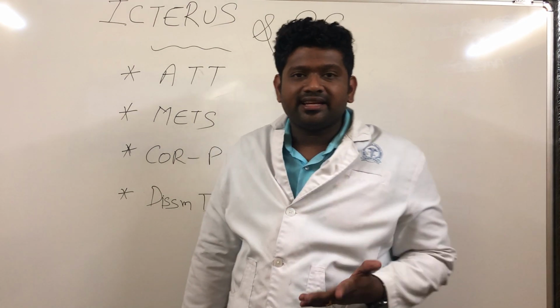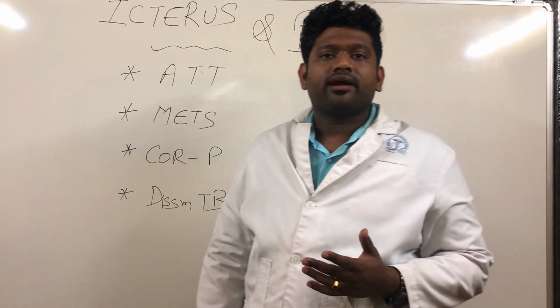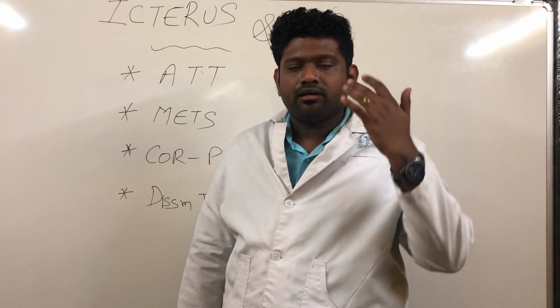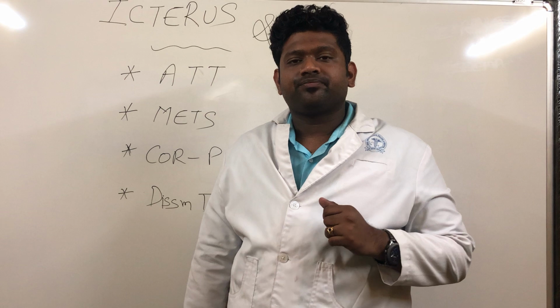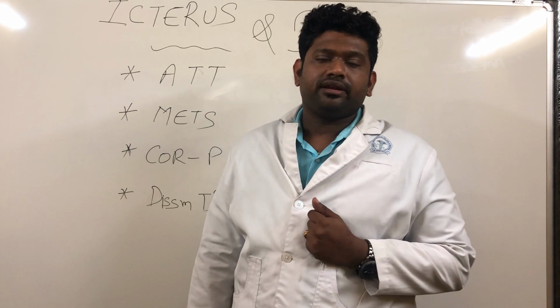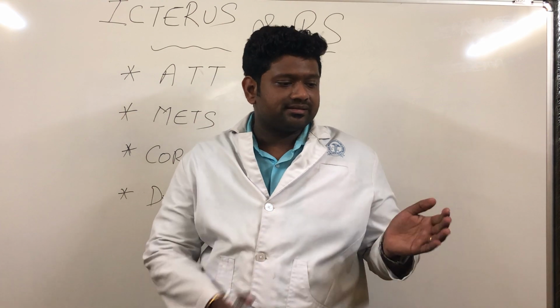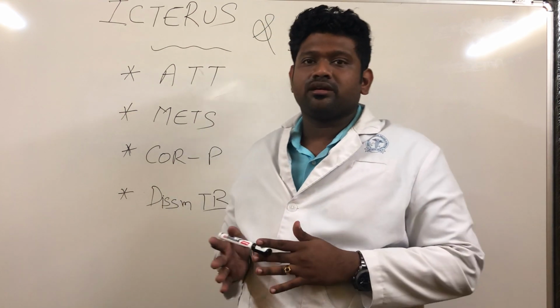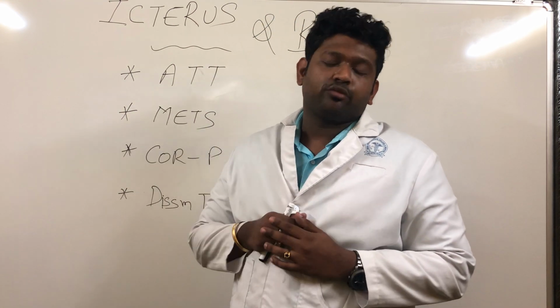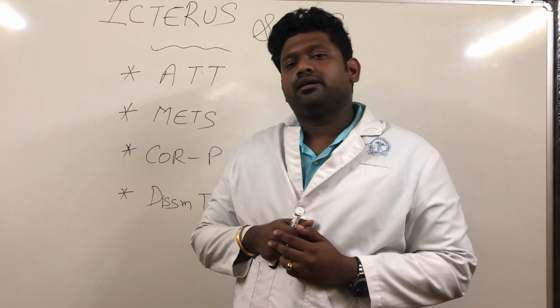Now what are the common sites we look for the icterus? We look at the sclera, normal sclera. We look at the bulbar conjunctiva. We look at the tongue, oral cavity. These are some of the common sites, and never examine the icterus and confirm it within a room. We need proper sunlight exposure to confirm whether the patient is having an icterus.